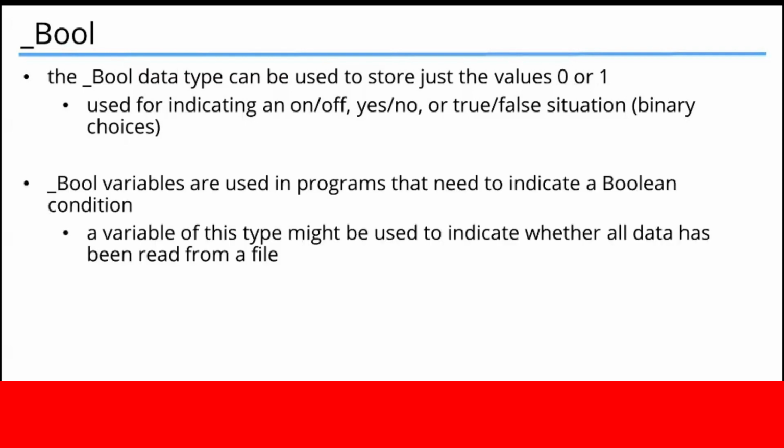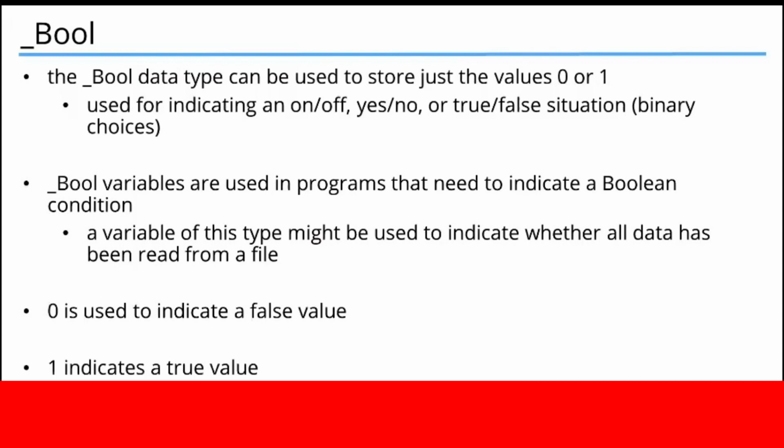Boolean variables are used in programs to indicate a Boolean condition, a true or false type of answer. For example, a variable of this type might be used to indicate whether all the data has been read from a file, yes or no. If it's 0, false, 1, yes. So 0 is used to indicate a false value, and 1 indicates a true value. Even though it's true or false, the way the data is stored in memory, 0 or 1 is numeric, where 0 means false and 1 means true. So if you were to print out Booleans, you would see the values 0 and 1 printed out, not true and false, but they mean true or false.